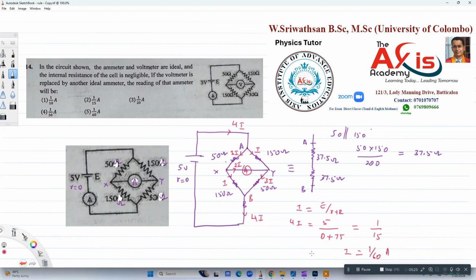Now, the question is the current passing through the ammeter. This ammeter carries 2I. 2I is equal to 2 into 1 over 60, that will be 1 over 30 ampere, in the sense the fourth option. Simple question.